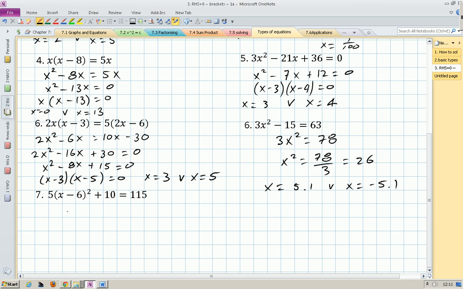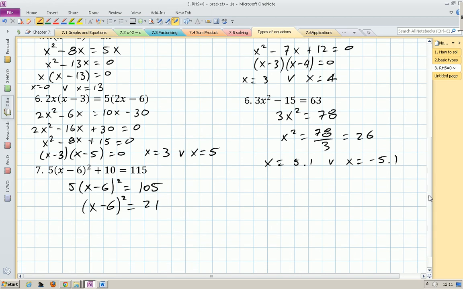So what I'm going to do is first subtract 10 from both sides, and that will give me 105. I will then divide by the 5, so x minus 6 squared will then be 21, won't it? And then I take the square root of 21, which is 4.6. So then I have x minus 6 equal to the positive 4.6, or x minus 6 equal to the negative 4.6.